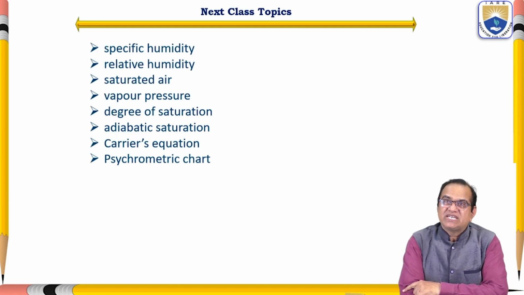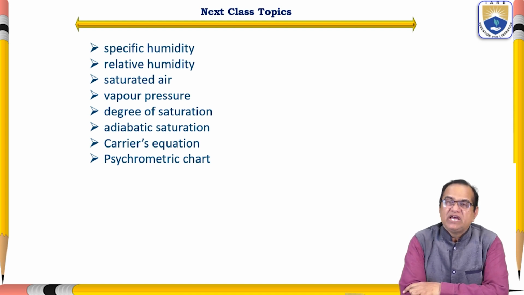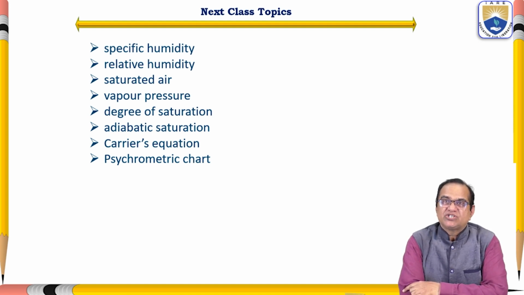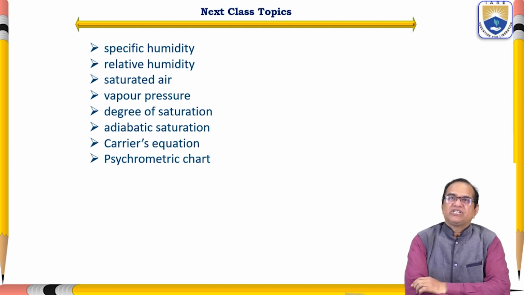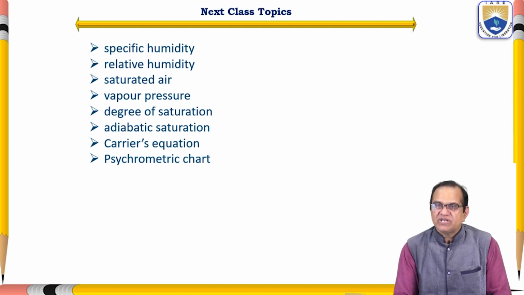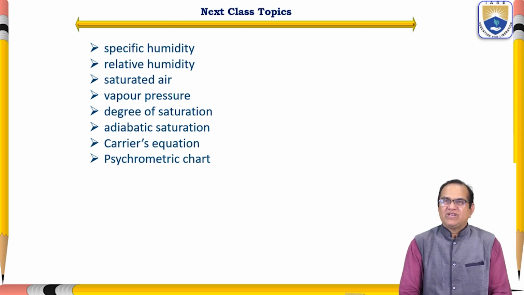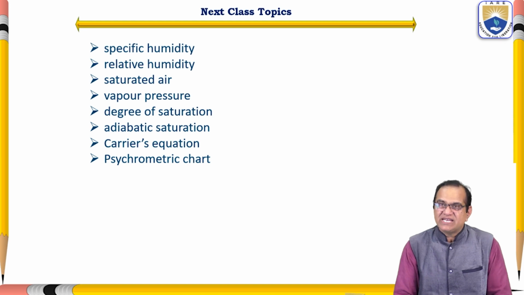Next, we will be discussing specific humidity, relative humidity, saturated air, vapor pressure, degree of saturation, adiabatic saturation, Carrier equations, and the psychrometric chart. This we will be discussing in our next class.